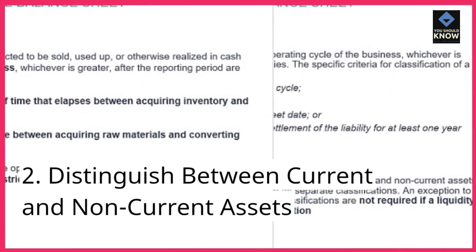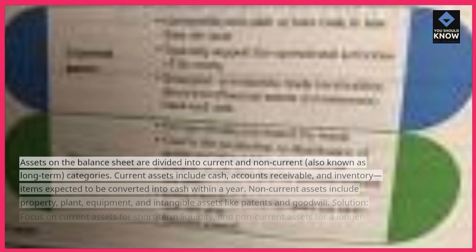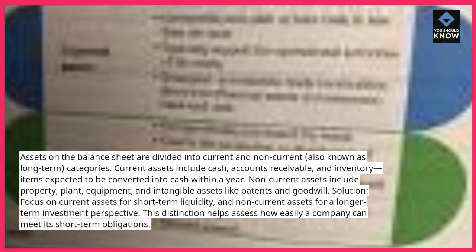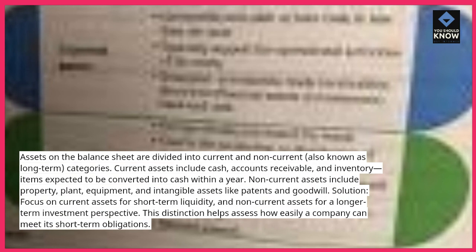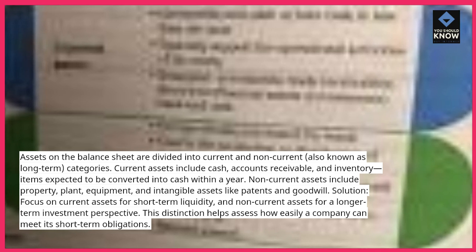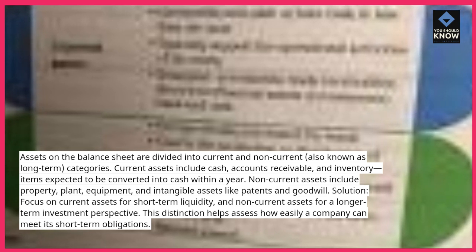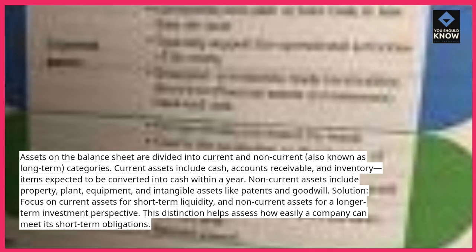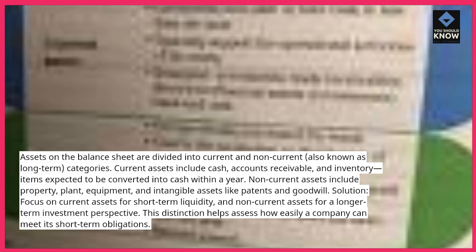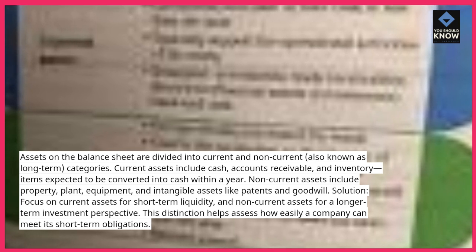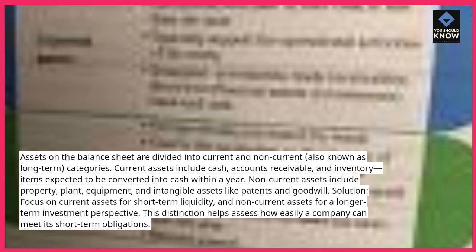2. Distinguish between current and non-current assets. Assets on the balance sheet are divided into current and non-current, also known as long-term, categories. Current assets include cash, accounts receivable, and inventory, items expected to be converted into cash within a year. Non-current assets include property, plant, equipment, and intangible assets like patents and goodwill. Solution: focus on current assets for short-term liquidity, and non-current assets for a longer-term investment perspective. This distinction helps assess how easily a company can meet its short-term obligations.